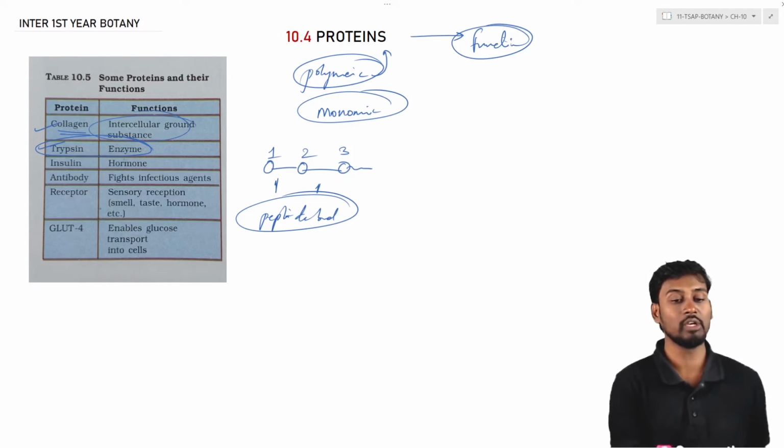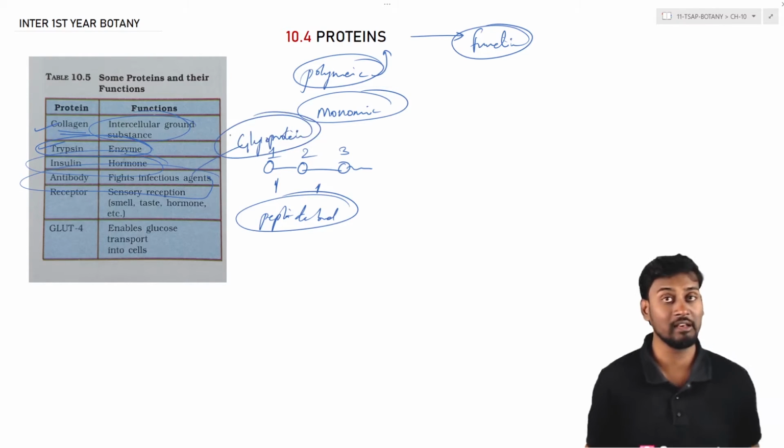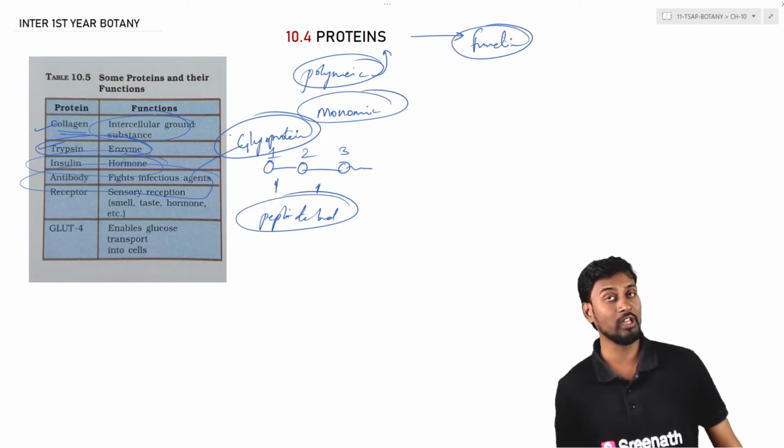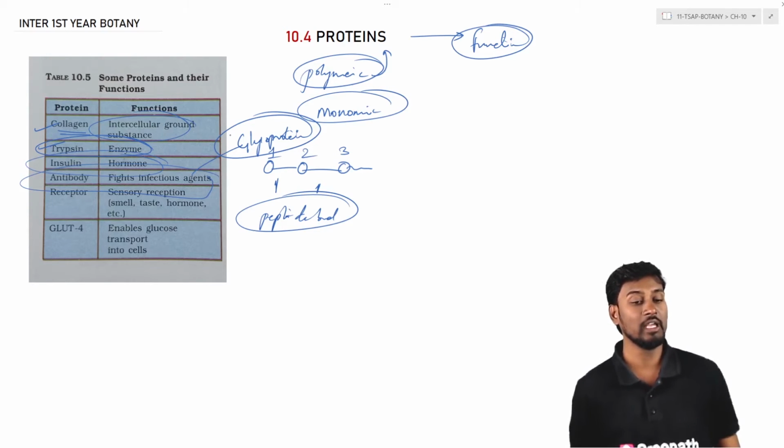In that way, insulin is also a hormone which is a globular protein. Antibodies generally come under the category of glycoproteins. Antibodies, which are very important for fighting against infection, are glycoproteins because they are a special kind of protein, consisting of a carbohydrate moiety attached to the protein. These are also called antibodies, which are involved in fighting against infections.